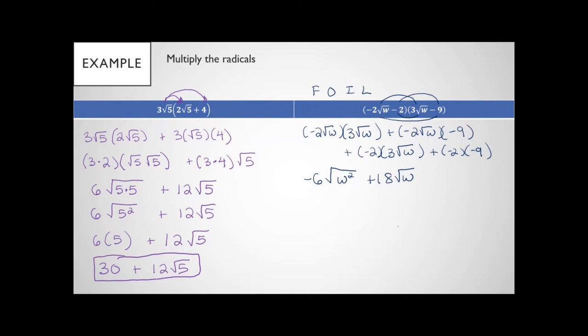The next one is -2 times 3 square root of w. So -2 times 3 is -6. And then I have my square root of w. And then the last term, -2 times -9, is a positive 18.